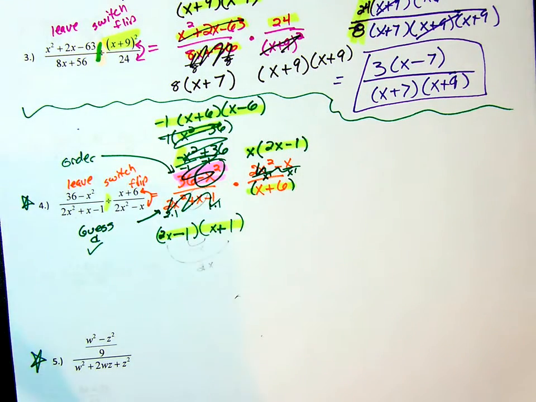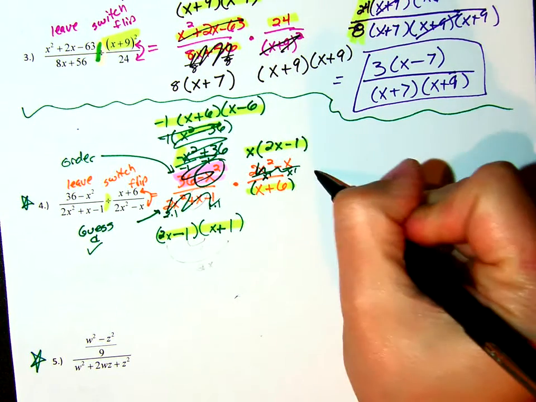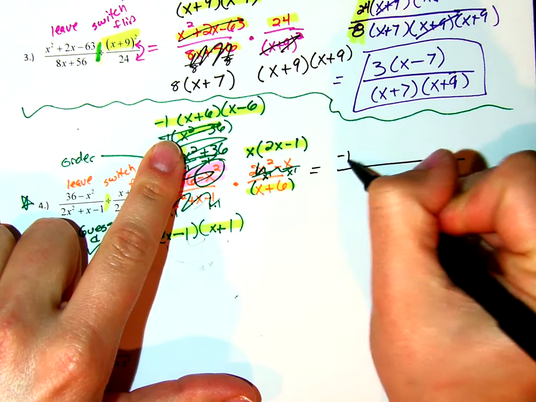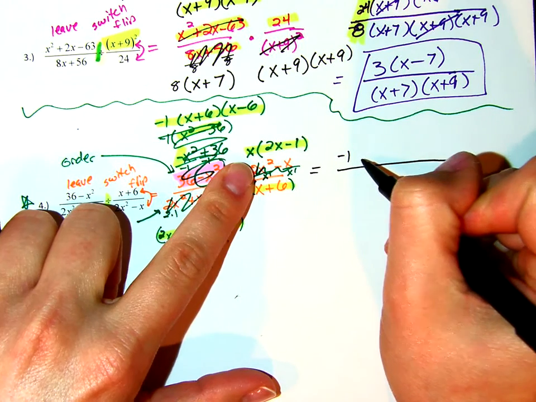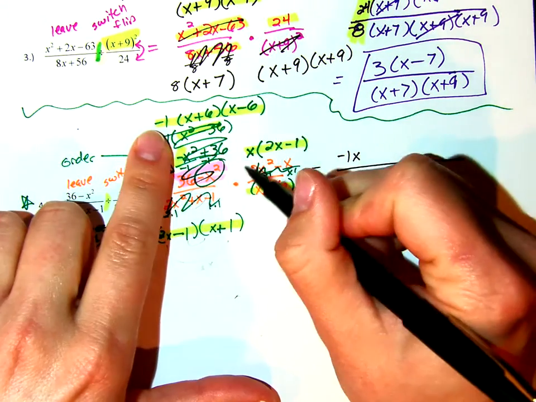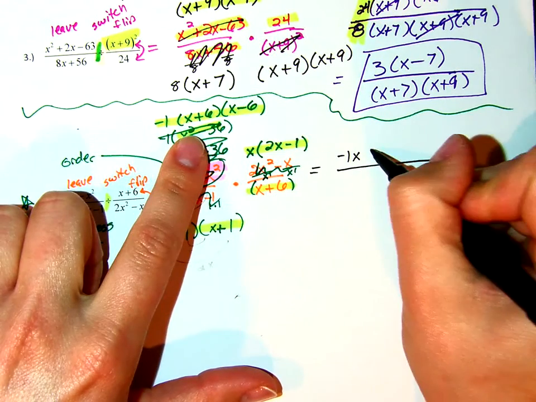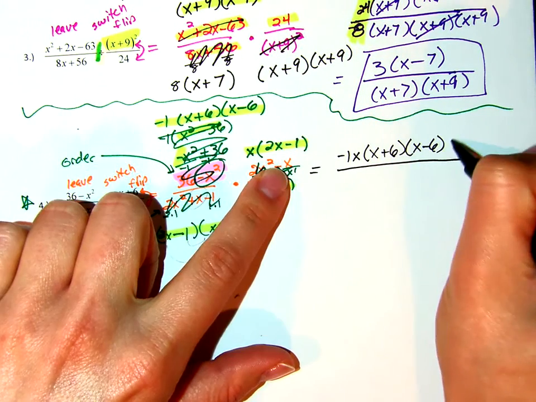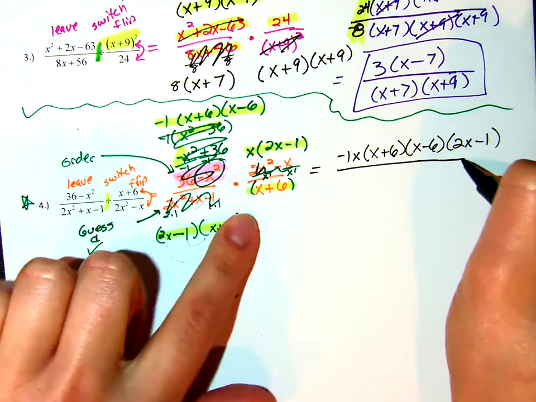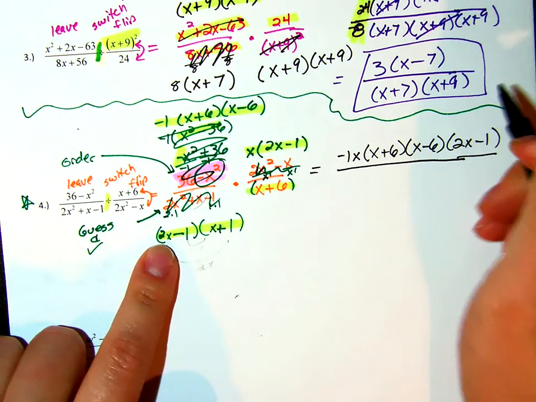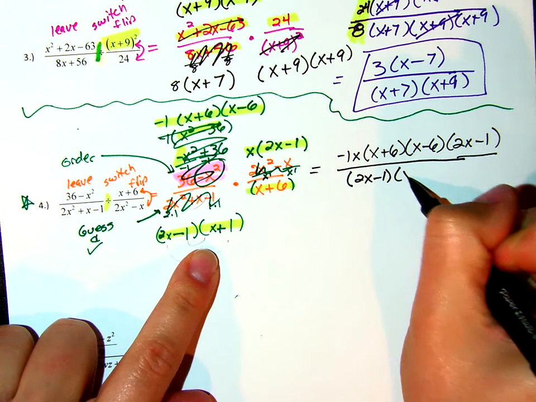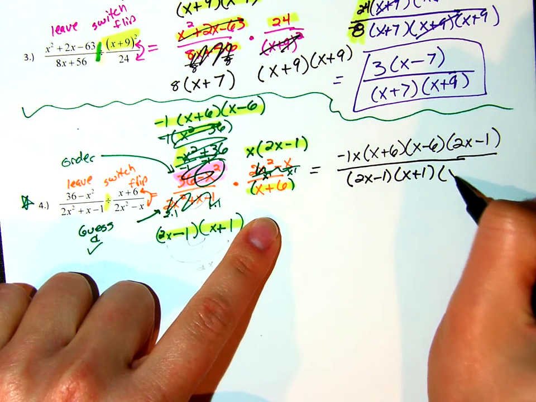Then we can go ahead and write this as one big overall fraction, right? So on the top I have -1. I also have an x, so I'm just going to put that out there first because these are my two single terms. So -1x, then I have an x plus 6, an x minus 6, 2x minus 1. On the bottom, there's no monomials, so I can go straight to writing my binomials, so 2x minus 1, x plus 1, and x plus 6.